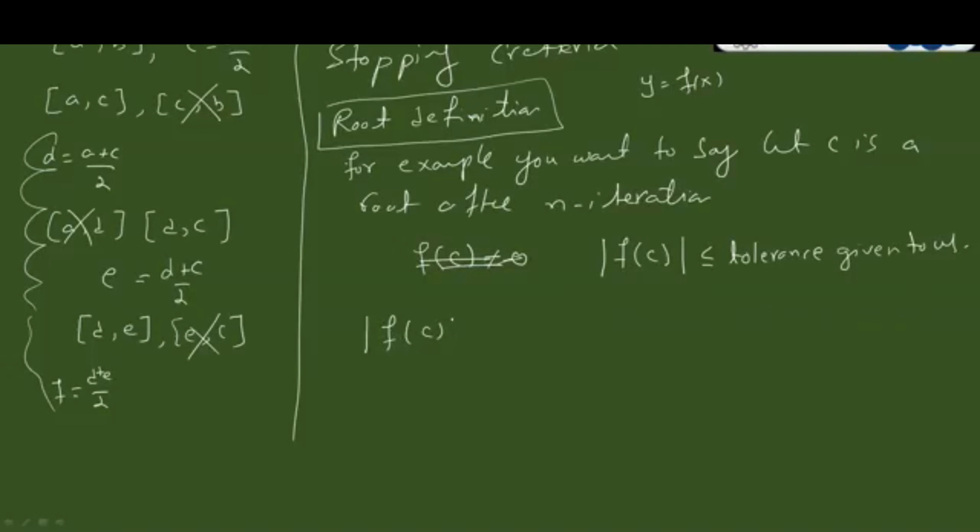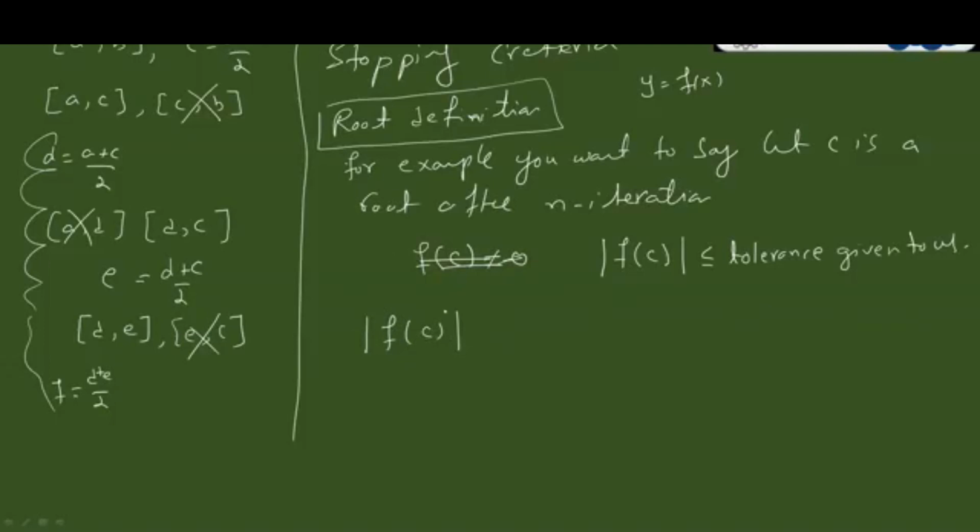So you are checking. If I have a c, I put it in the function of a nonlinear equation, I will get a certain answer. You may get a positive answer or a negative answer. We are not interested in the sign, so I'm taking the absolute value. I'm only interested in the magnitude, as already discussed in the case of errors. So I will get a magnitude only.